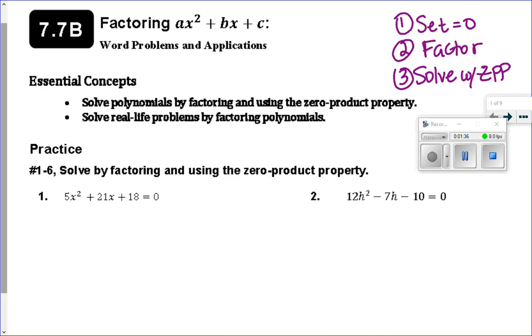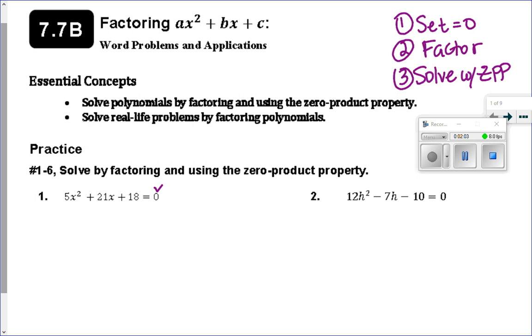Let's try it with number 1. So first things first, is it equal to 0? That's question number 1, right? So we're like, yes, it's equal to 0, so we're okay on that. Number 2, is there a GCF among my terms? If I look at 5, 21, 18, variable or number, is there anything they have in common? We look at that for a moment, and I think we've all agreed, nope, there isn't. No problem, then we can proceed.